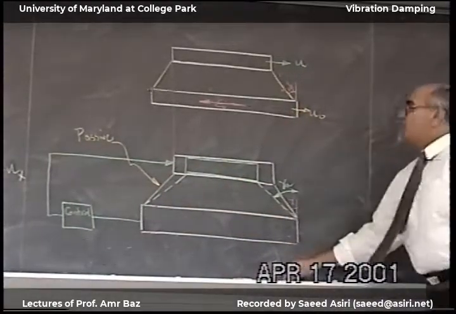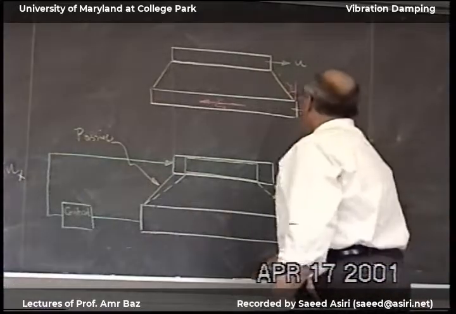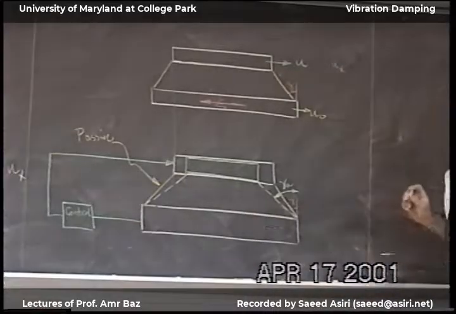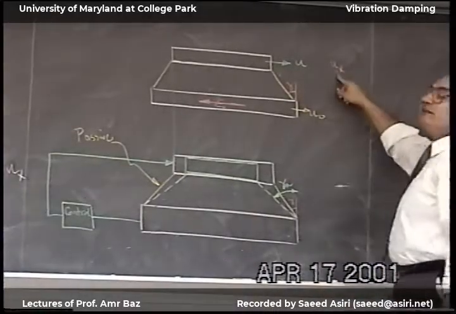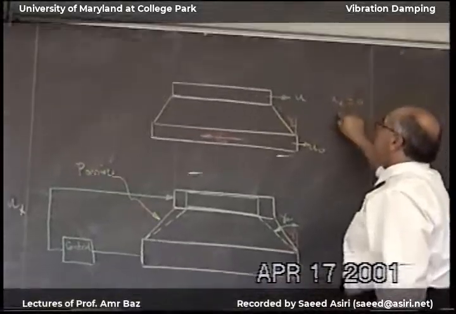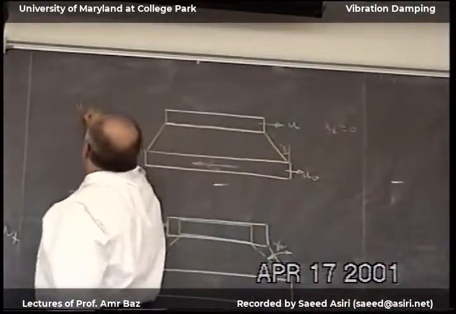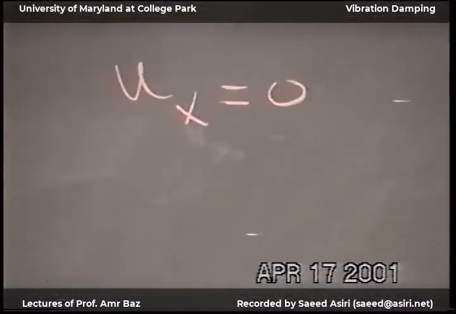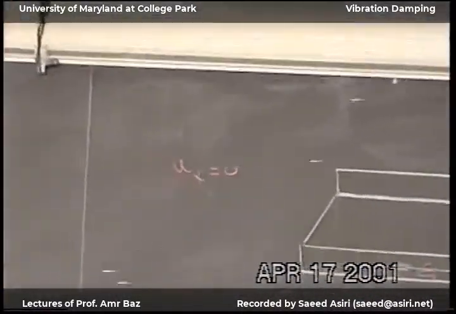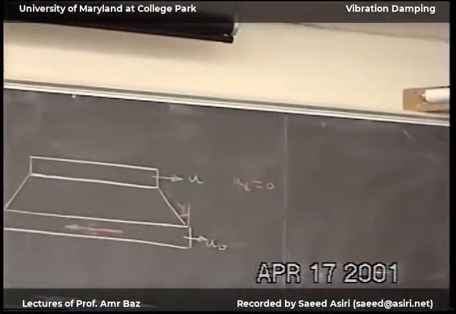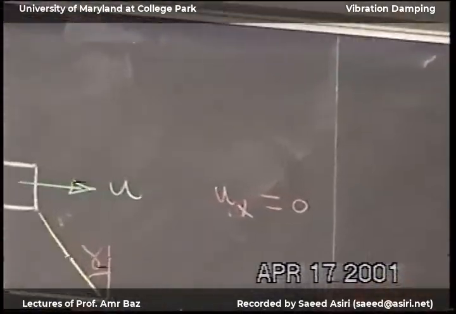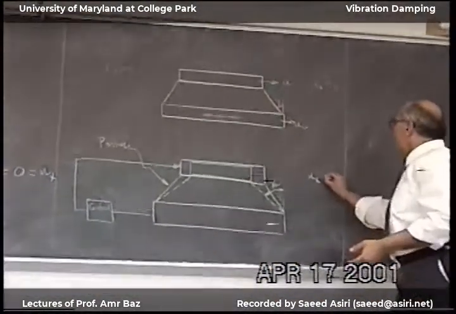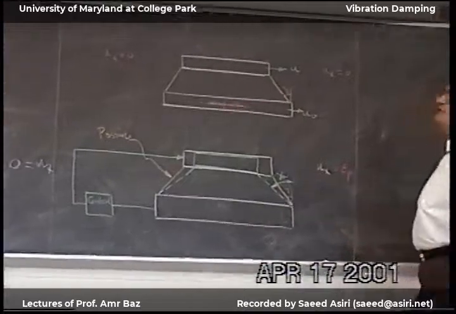The difference between these two cases: here, there's no force. Partial U by partial X is equal to 0, at here and at here. Okay? In this case, partial U by partial X is whatever strain I put by the piezoelectric material. So this would be epsilon piezo.